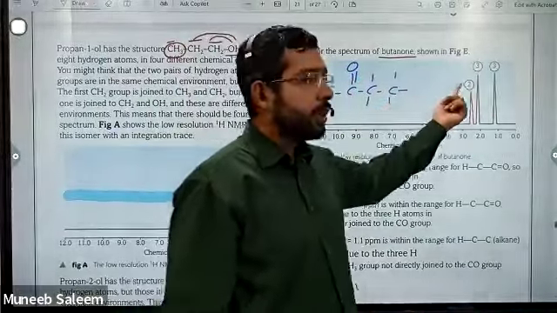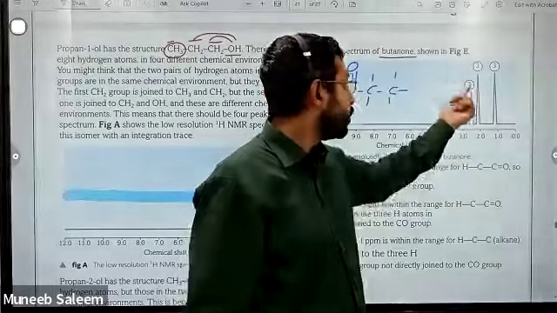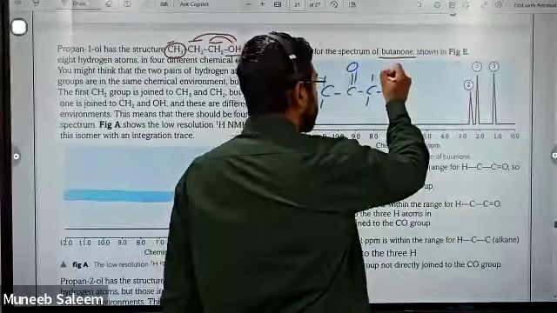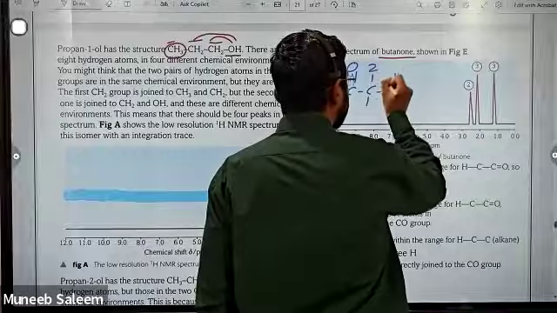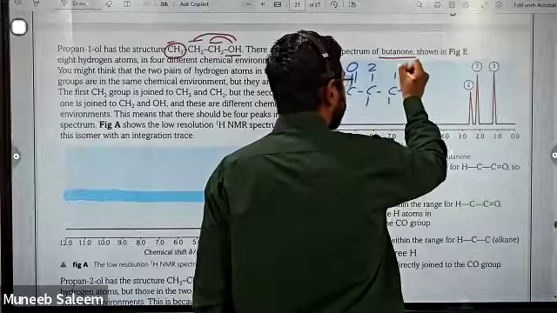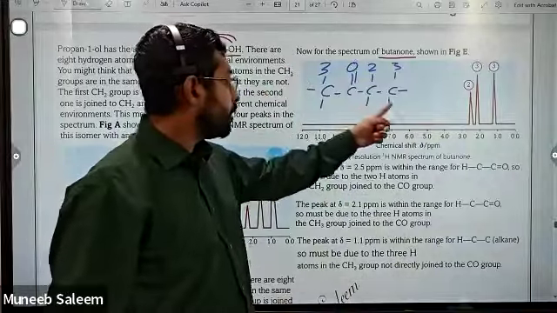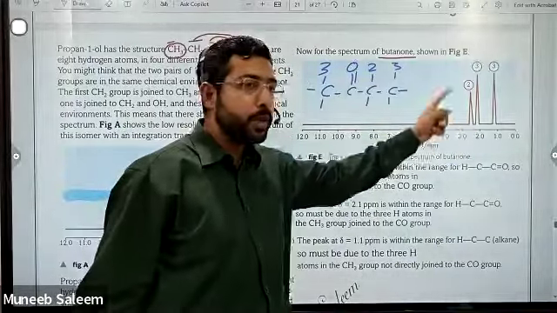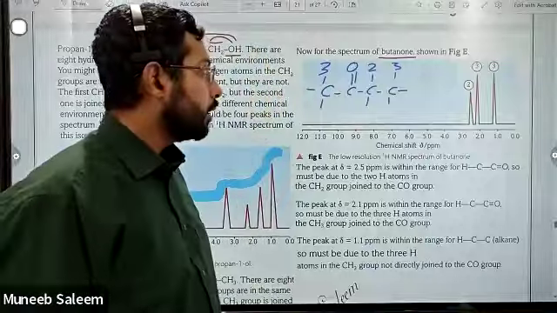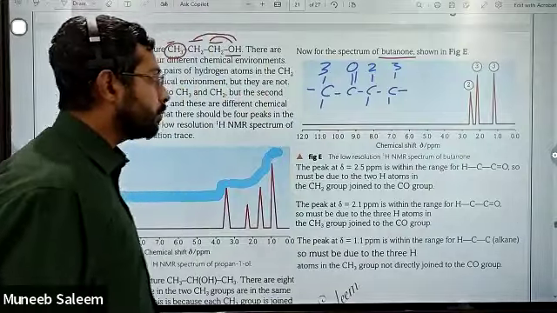So they are not equivalent. They are all different chemical environments and they are non-equivalent. But these numbers indicate the number of hydrogen atoms. 2 hydrogen atoms are definitely indicating these 2. So 2 hydrogen atoms over here, 3 hydrogen atoms here and 3 hydrogen atoms here. But which one must be present at which chemical shift value can be checked from the table. And you need to use a table for this purpose.